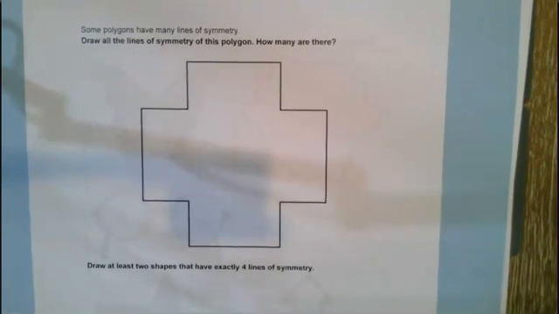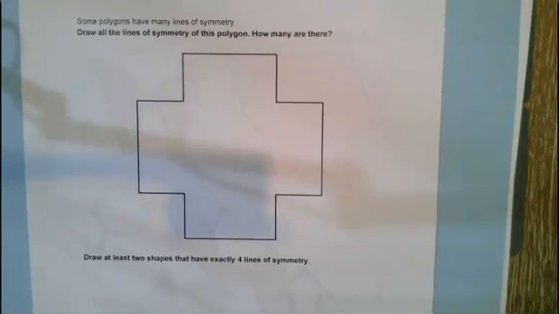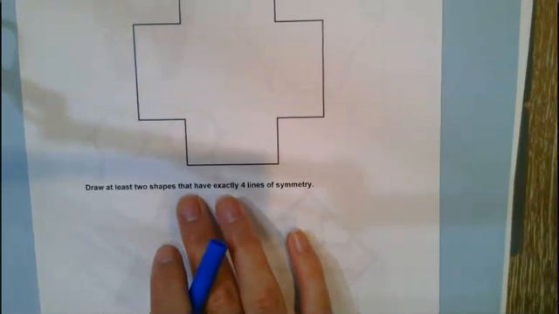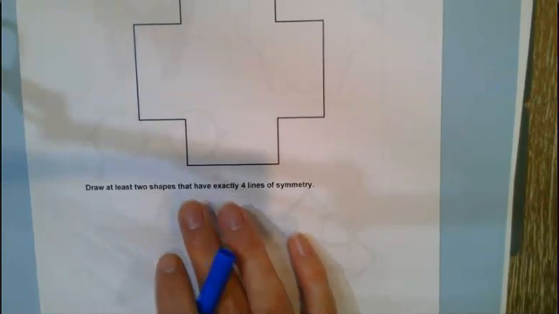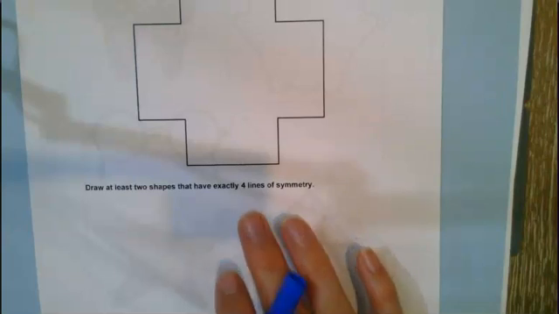Some polygons may have lines of symmetry. Draw all the lines of symmetry of this polygon. How many are there? And then draw at least 2 shapes. You can even refer back to your work from yesterday that have exactly 4 lines of symmetry.